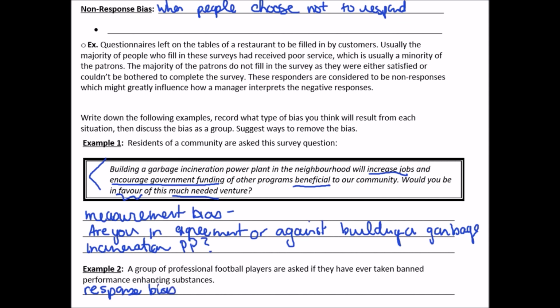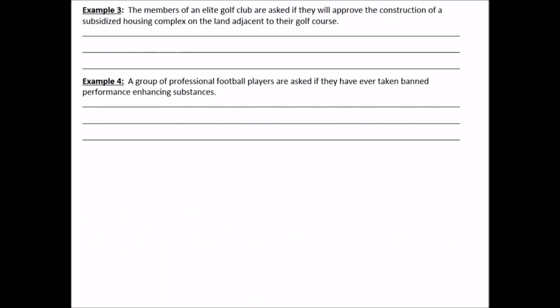bias. Okay? And the only way to get around this sometimes is maybe doing anonymous surveys, right? So just ensuring that the survey is anonymous so that they won't lose their jobs or scholarship.